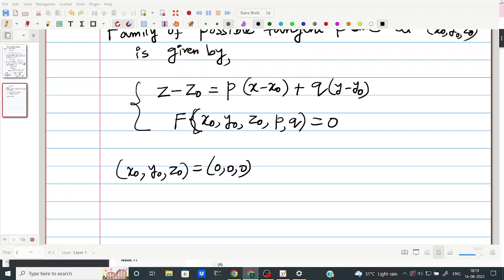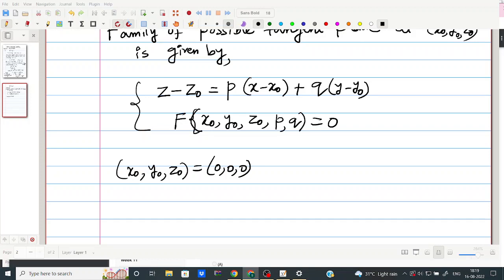Here it is a two parameter family, but I have one relation, so I put the q value as 1 minus p square. Then I get a one parameter family, z equal to px plus 1 minus p square into y. So I have to eliminate the parameter p to get the answer. How do I eliminate? I differentiate with respect to the parameter, and then I put the value of the parameter in the main equation.